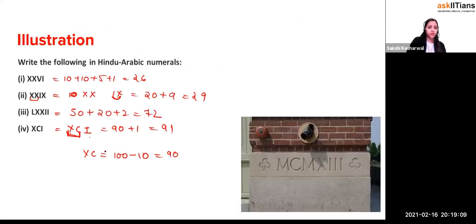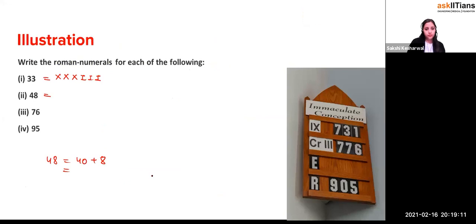Yes, L is 50, right? So 40 can be written as what, beta? 50 minus 10, which is equal to what? This is L minus X, so this is XL, right? So this is equal to what, beta? XL and 8. This is the way you will be writing. So XL 8, right? 76, right?